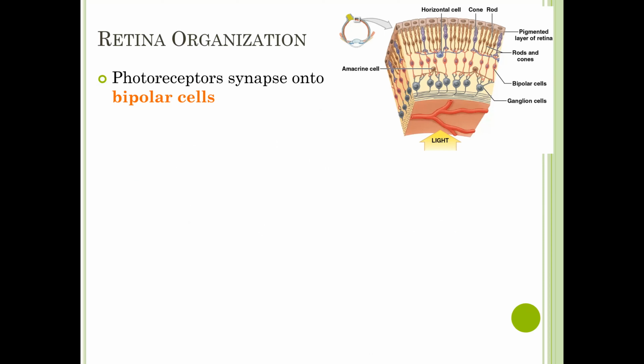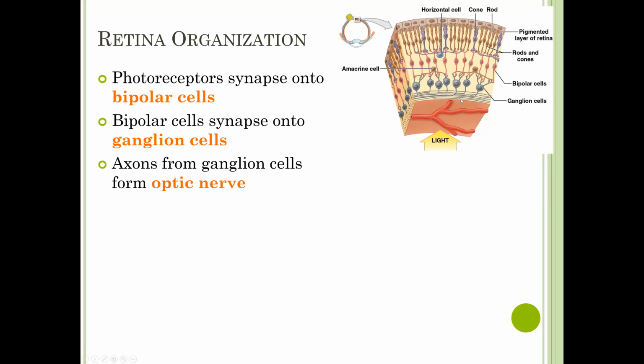So if we look at the neural layer in more detail, the photoreceptors are up here next to the pigmented layer. We have rods and cones that we'll talk about in a moment. The photoreceptors are then going to synapse onto bipolar cells, which are these little red cells up here in this image. So bipolar means they have two extensions coming off of their cell body. The bipolar cells are going to form a synapse with these ganglion cells down here at the bottom.